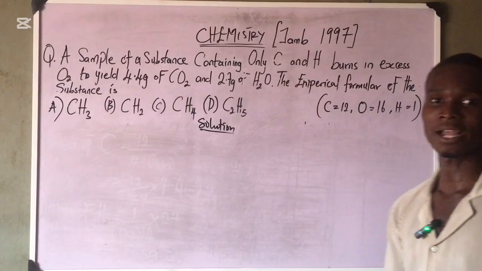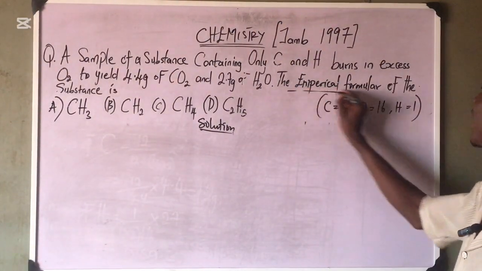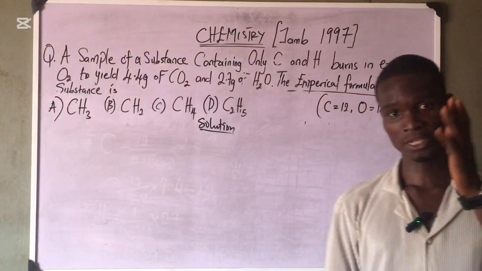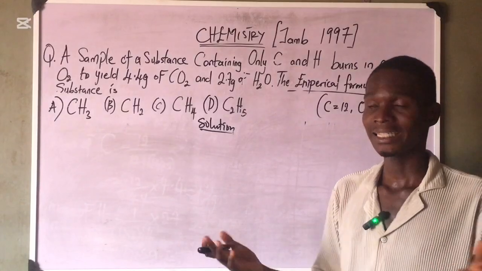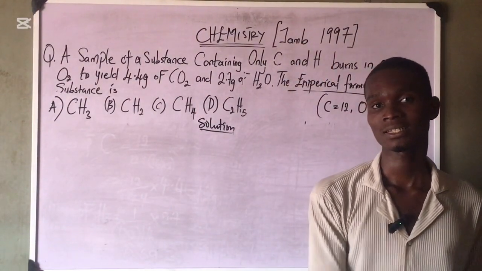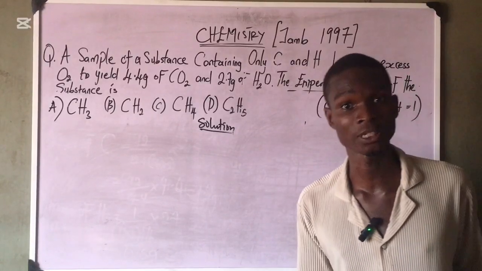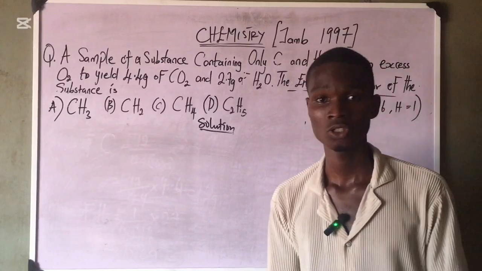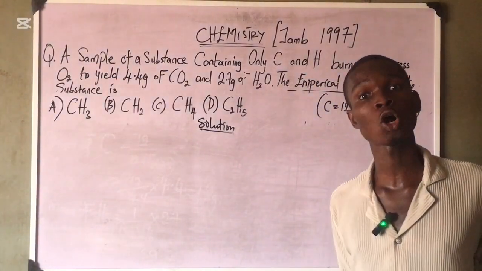When you take a look at this question, you observe that we are asked to find the empirical formula. From the knowledge you have, the empirical formula is the percentage by mass of the elements that are present. It is given as the mole ratio of the individual elements present in a compound.